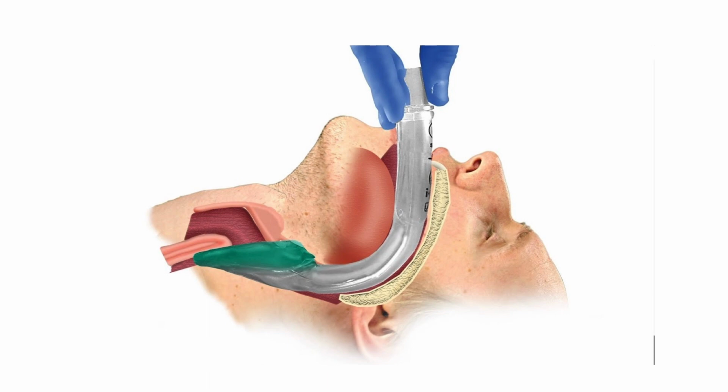The i-gels are pretty nice because you don't even need to inflate a cuff anymore, but it basically provides air, occludes the esophagus, if it's placed correctly, and then provides ventilations directly into the trachea.